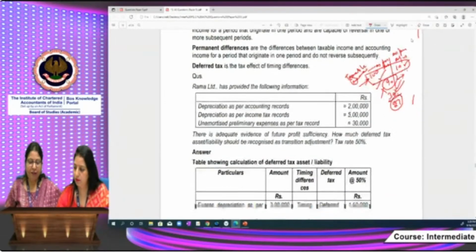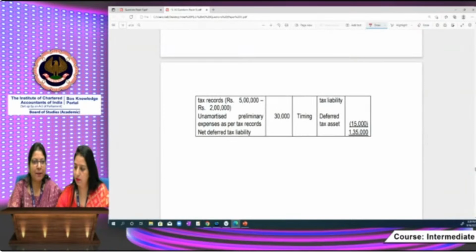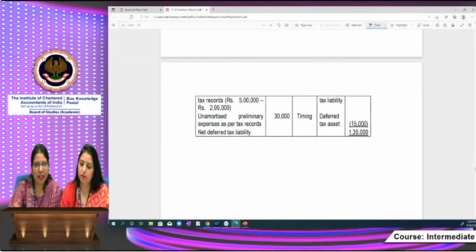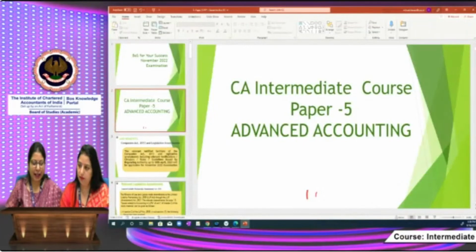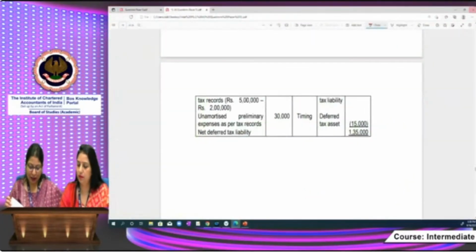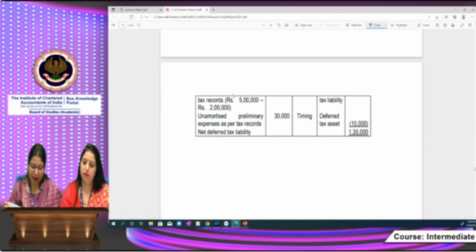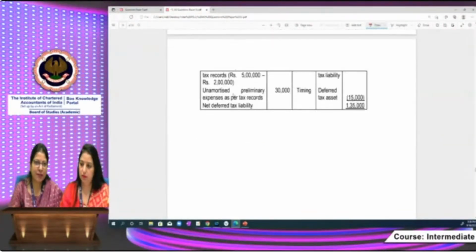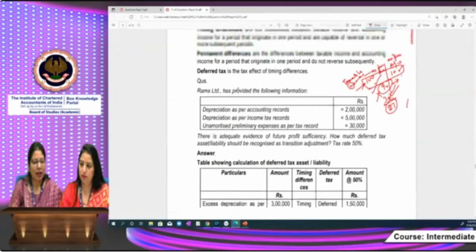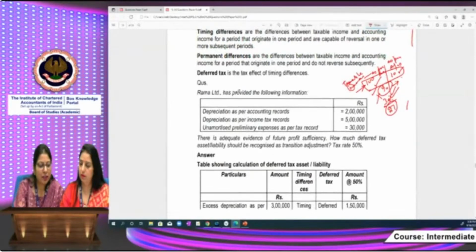It will be a deferred tax asset and not a liability, because right now we are paying more tax and in the future we will have the saving. So there will be tax saving in the future. So basically, current tax plus deferred tax is the tax expense or the tax saving. So this question is clear.